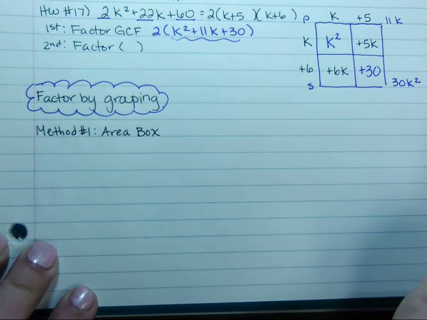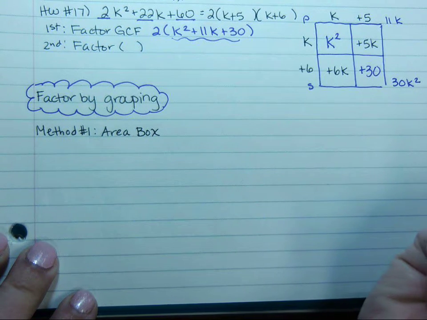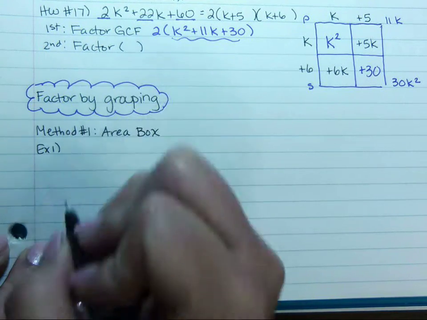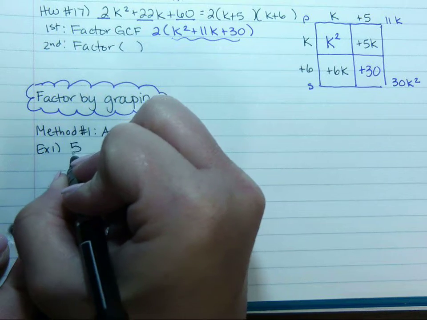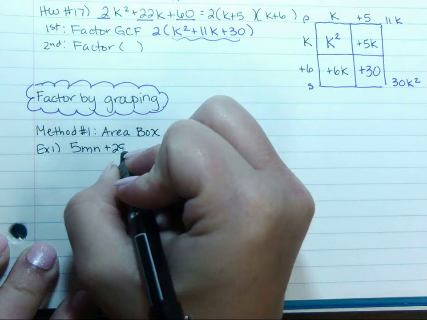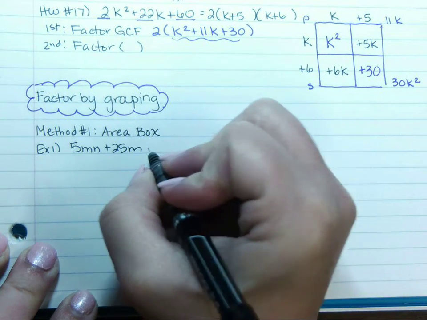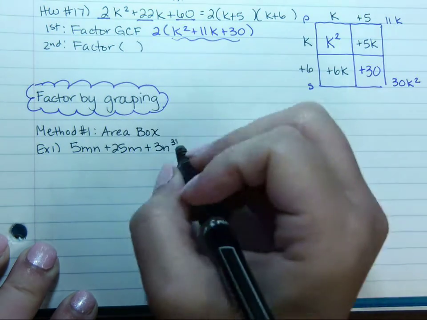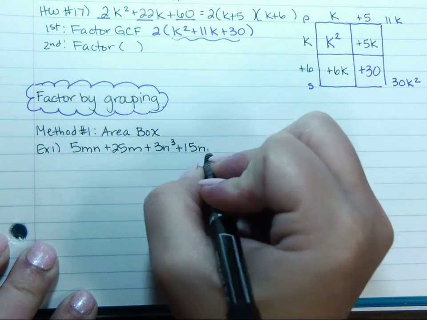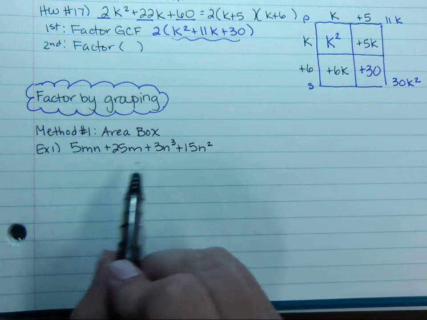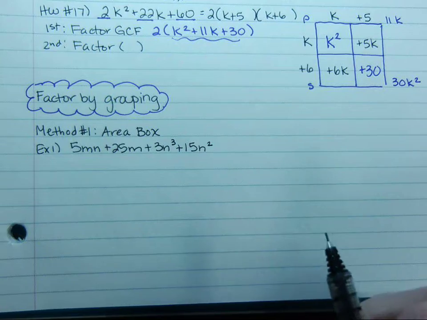I'm only going to show you a couple of examples because pretty much once you see what's going on, it goes really fast. So for example number 1, I want to factor 5mn plus 25m plus 3n cubed plus 15n squared. And so you can see that we are definitely not using the same technique as we were when we were factoring yesterday.